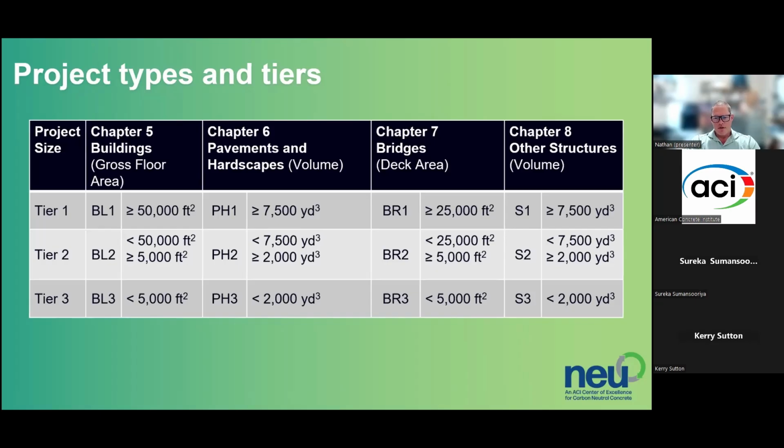And then within each of those chapters, the code breaks the projects down into Tier 1, Tier 2, and Tier 3, which are essentially large, medium, and small projects, as you can see by the size limits of the projects shown in the table here.